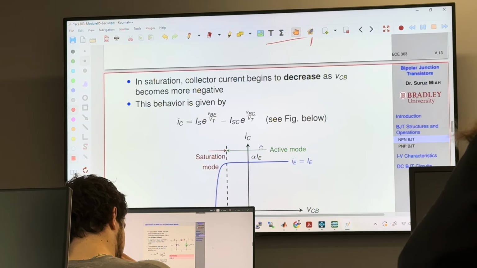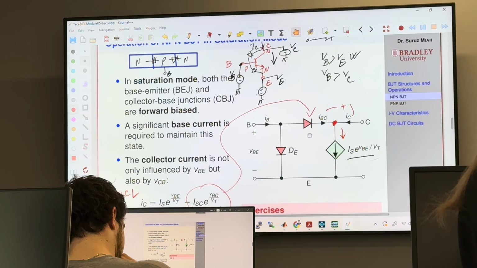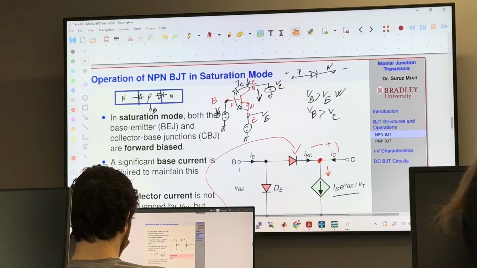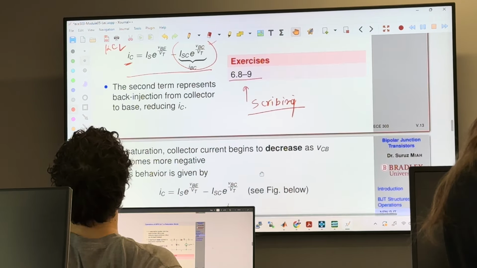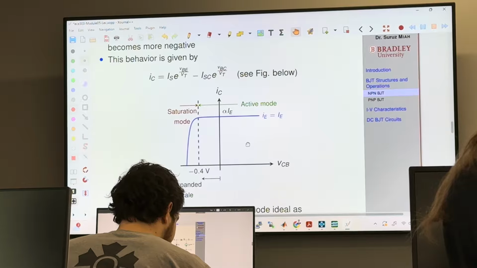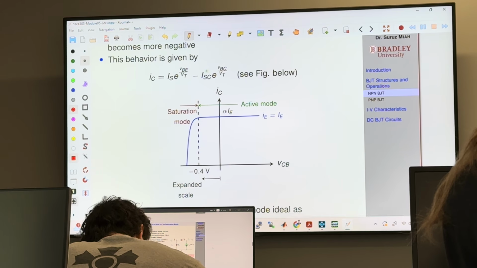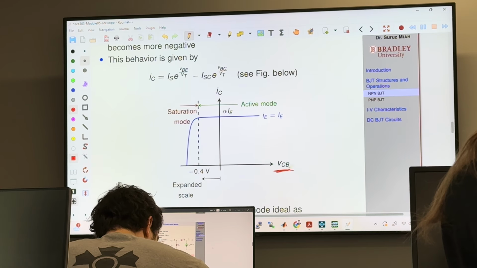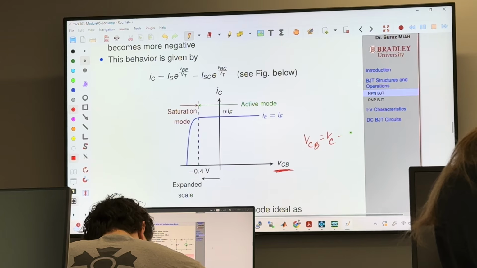Now, in saturation mode, which means that the collector voltage is going to be less than the base voltage. As long as this condition is true, then you are in saturation mode. But in active mode, VCB, which means VCB equals VC minus VB.